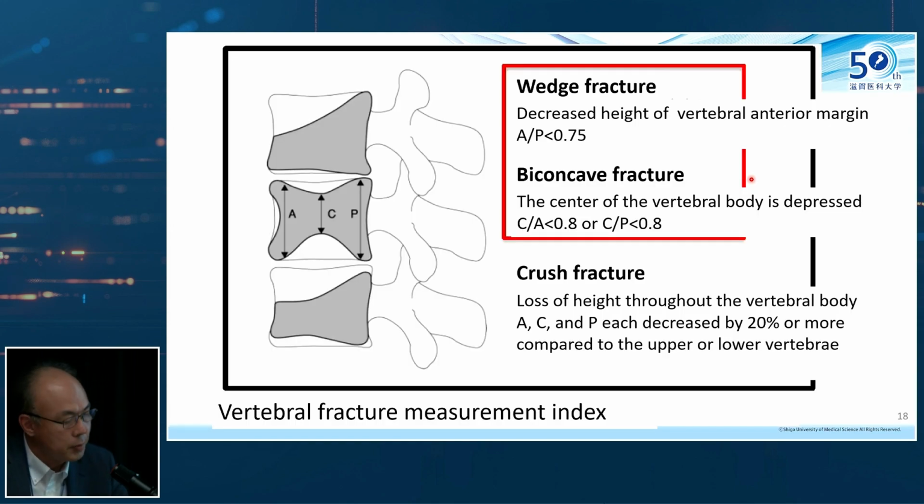There are 3 types of compression fractures. One is wedge fracture, where the anterior height is decreased. Second is biconcave fracture, where the center of the body is depressed. And also crush fracture is the loss of the whole height of the vertebral body.